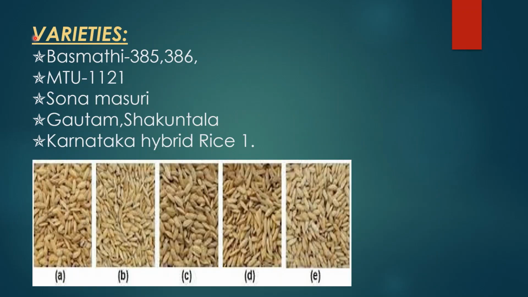Now we see some varieties of paddy crop. The varieties are Basmati 385, 386, MTU 1121, Sona Masuri, Gautam, Sakuntala, Karnataka Hybrid Rice 1, and BPT 5204. These are some of the examples of paddy crop.